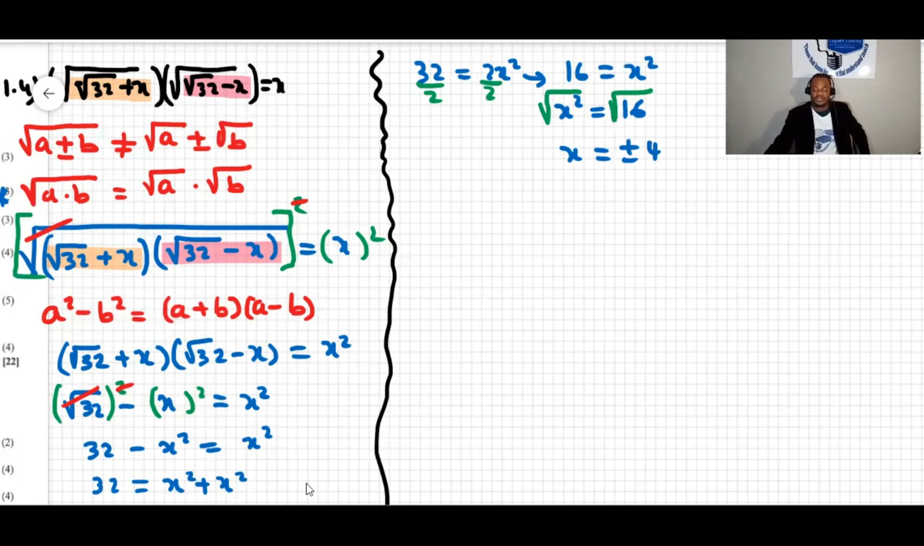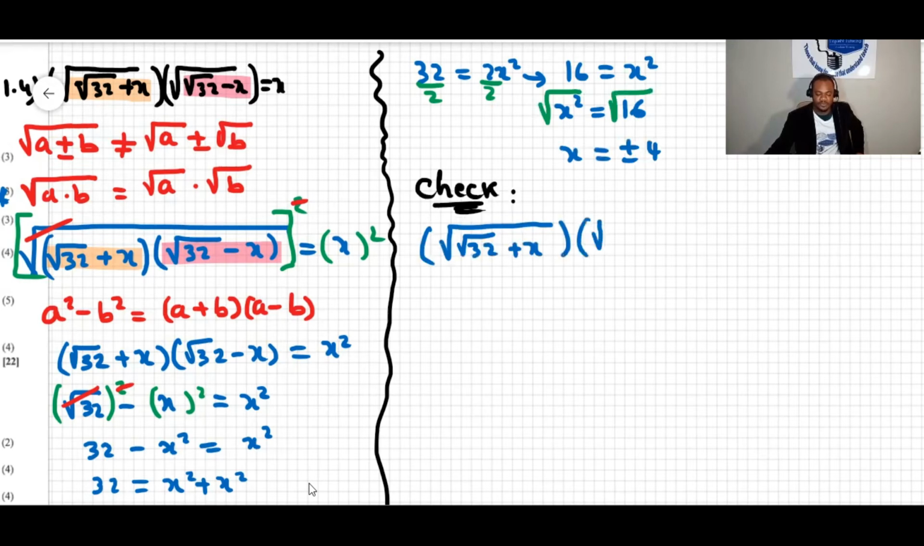Now, the two answers here tell us that we're going to check which one is valid, okay? So we need to check the solution. Initially, we had square root of 32 plus x, like that, and then square root of 32 minus x equal to x.